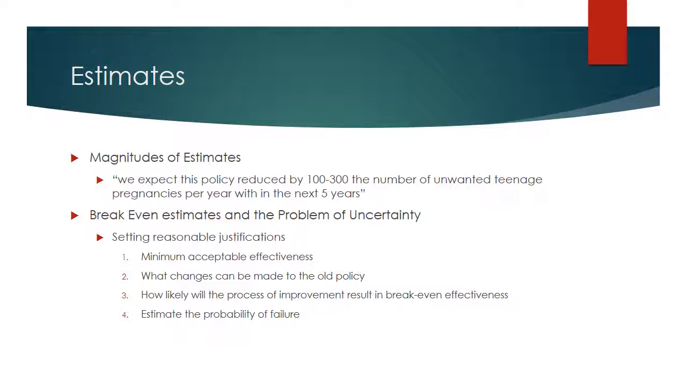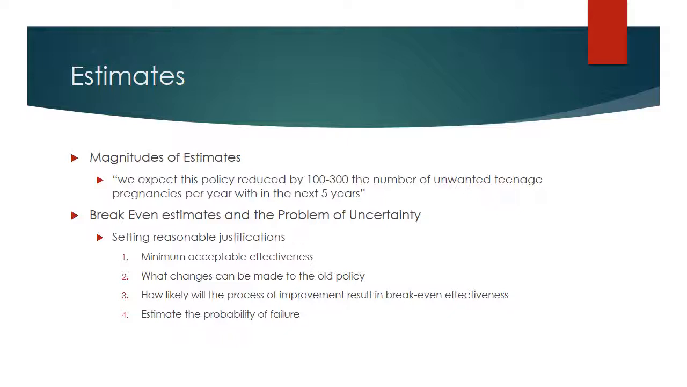Quite often, critics will say, well, you have no evidence to prove that this policy will work. And our counter-argument is usually, well, you have no evidence to prove that it won't work. So instead of engaging in that argument, we can use a break-even estimate and address the problem of uncertainty. So setting justifications that are based on as low as reasonably possible can help us overcome those critics.